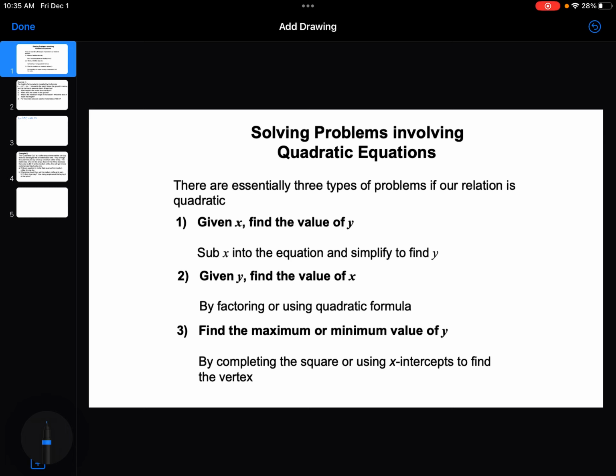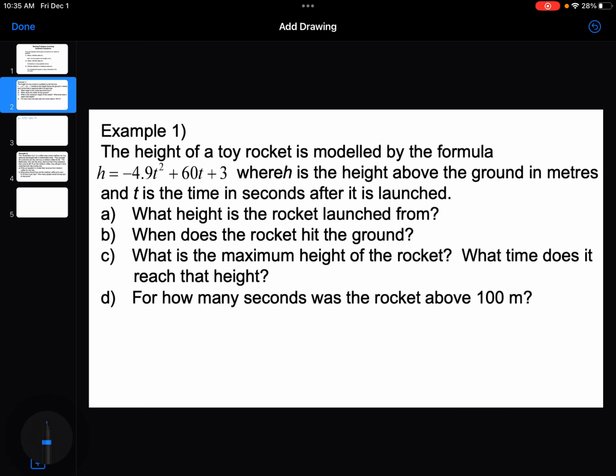So we're going to do two questions here. The first is kind of a combination of all of them, and then the second one is just a common type of question. So looking at this, we've got the height of a toy rocket is modeled by the formula h equals negative 4.9 t squared plus 60t plus 3, where h is the height above the ground in meters and t is the time in seconds after it's being launched.